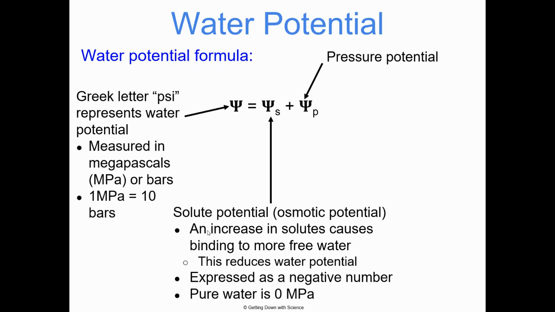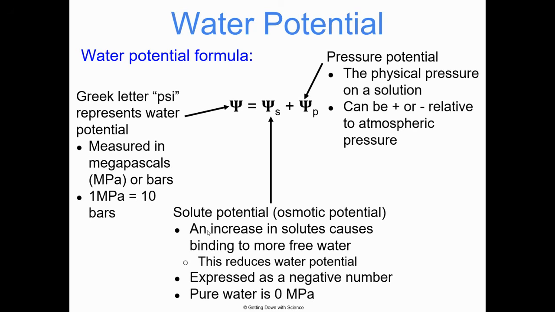And then lastly, pressure potential. This is the physical pressure on a solution. It can be positive or negative, just depending upon the atmospheric pressure. And again, something to memorize is that open air means 0 megapascals or 0 bars. So that's the formula for water potential, but we also sometimes need to calculate solute potential. Sometimes they won't give us this. So how do we calculate that?